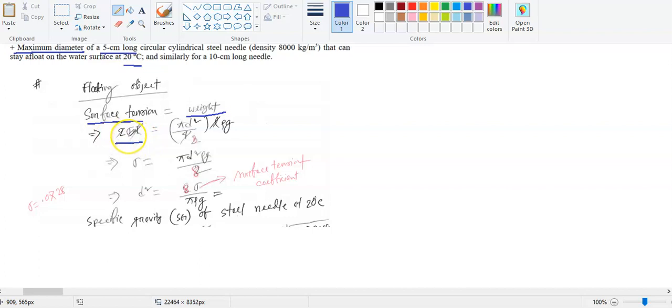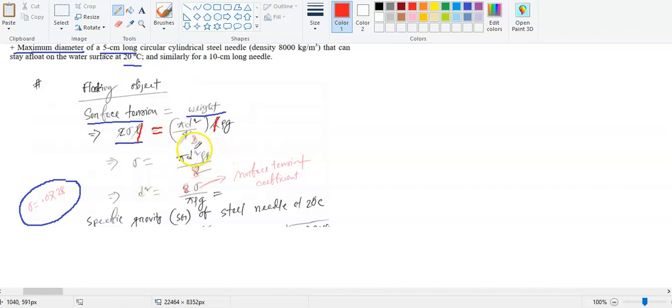So sigma is the surface tension coefficient, and this is a constant value, 0.0728 N/m. You will get it from the table. If you search it, you will get this value of sigma. If you look here, the left hand side is equal to this, so we can easily eliminate the term L, it just cancels out. If we simplify, then sigma equals pi d square rho g over 8.